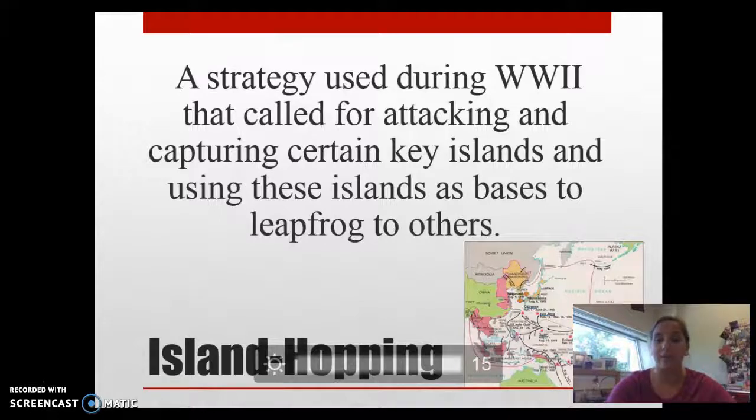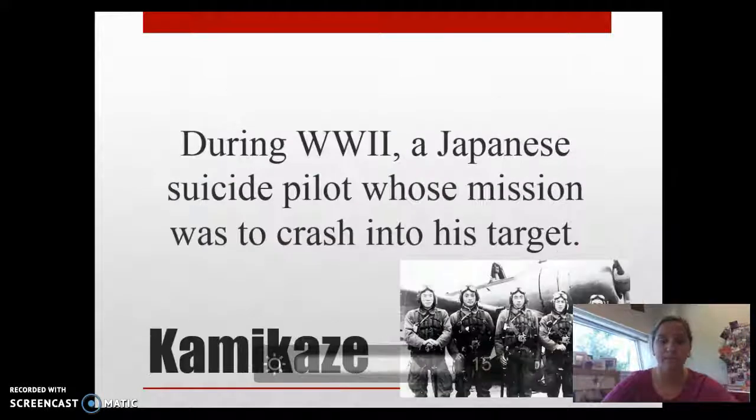So if you notice this map down in the bottom right-hand part of your screen, you'll see several different areas where different countries were capturing key islands and moving from island to island in order to capture maybe some larger territory or attack the enemy. Okay, a kamikaze. During World War II, a Japanese suicide pilot whose mission was to crash into his target. That would be known as a kamikaze.